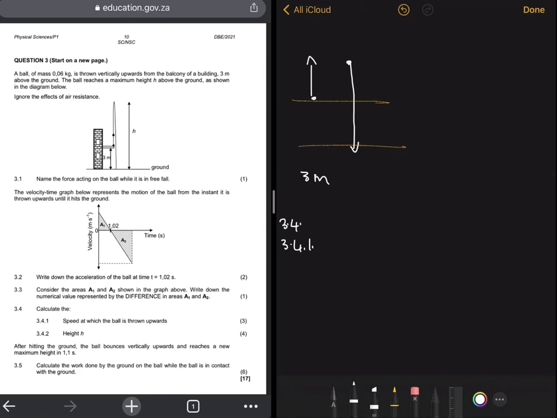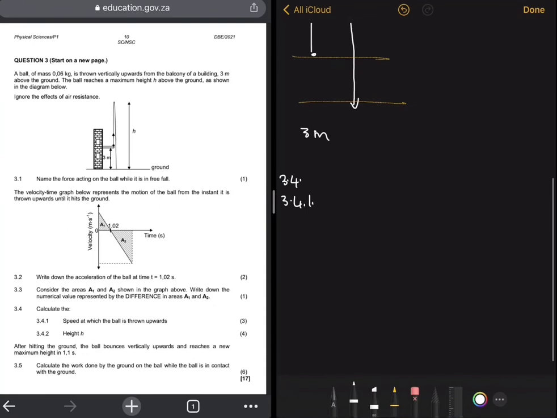3.4.1 says calculate the speed at which the ball is thrown upwards. So, okay, we're going to regard only the part of the motion from when the ball is thrown from the balcony to the maximum height. Why am I regarding only this part of the motion? Because at the maximum height, we have free information. I'm just saying we have vf equals zero at maximum height. So that is information we're getting for free. And then we also have a equals minus 9.8 meters per second squared.